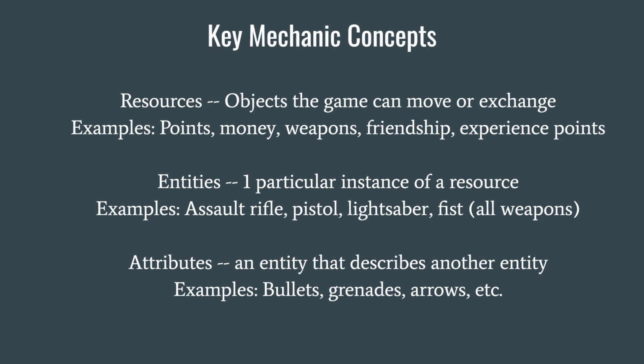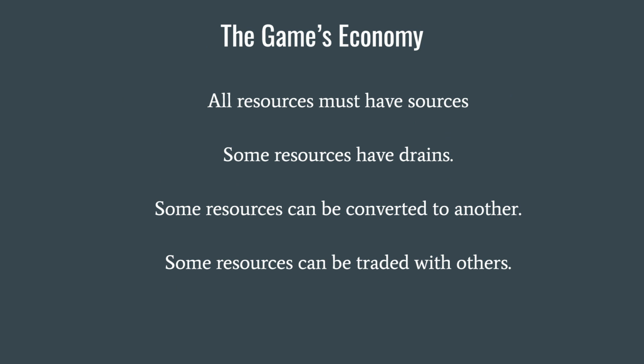So that's how games work. That's, as I said, how computer programming works. Every game has resources, entities, and attributes. We talked about all that last week, and that's how your game goes on. That's how your game moves forward, which is okay. So now let's talk about balancing your resources and balancing your entities.